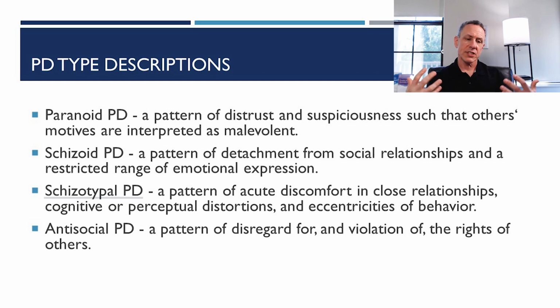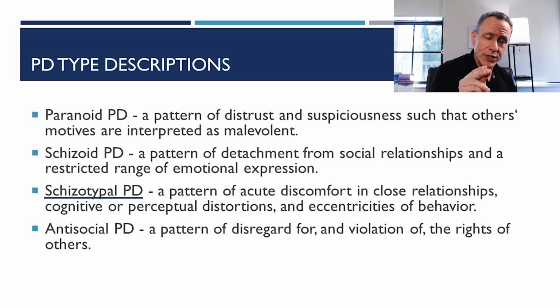Let's go to the next one, schizotypal. There's a pattern of acute discomfort in close relationships and cognitive and perceptual distortions and eccentricities of behavior. Now, these individuals, schizotypal personality disorder is on the schizophrenia spectrum, but it's on the low end. It's on the very, very low end because they don't necessarily have hallucinations and delusions. These folks are just very eccentric and they're very different and they're very unique and they see the world in a very new and unique way.